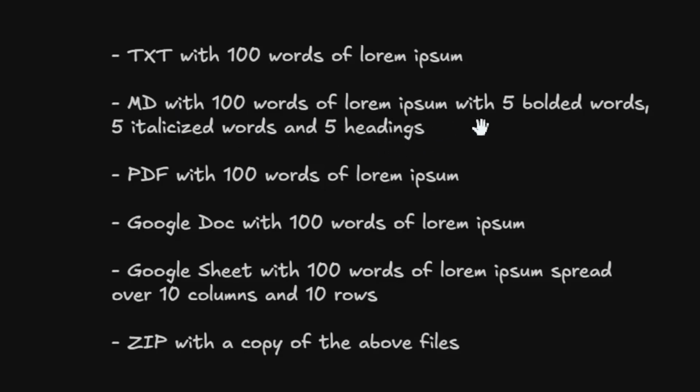The reason I added that in the markdown is because if I just had markdown with 100 words of lorem ipsum, it would just be a text file, basically. So this was to differentiate it from the text file. Then I did a PDF with, again, 100 words of lorem ipsum. I did a Google Doc with 100 words of lorem ipsum, a Google Sheet with 100 words of lorem ipsum, and then that one, because it would be weird if I just did 100 words, it would probably put it in one cell. So I had it spread it out over 10 columns and 10 rows. And then I did a zip file with a copy of each of the above files.